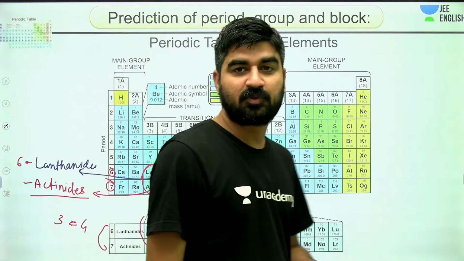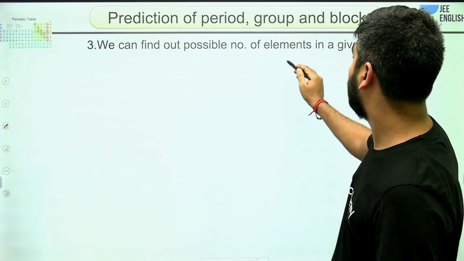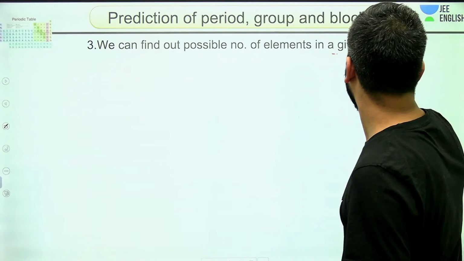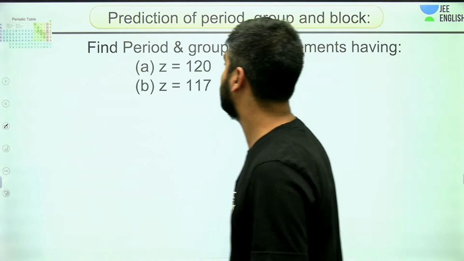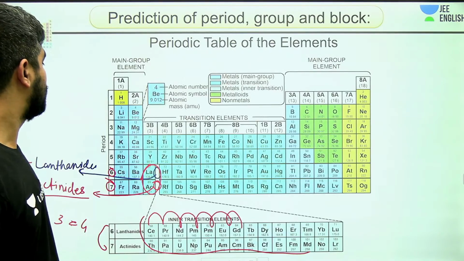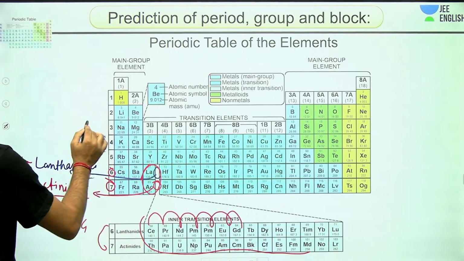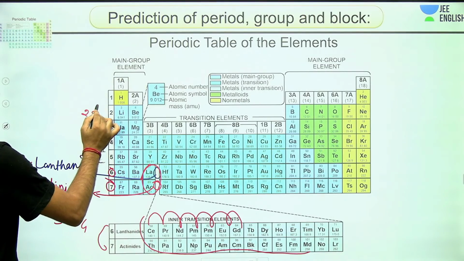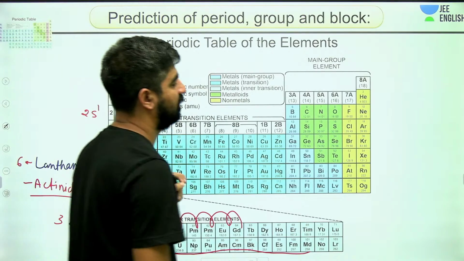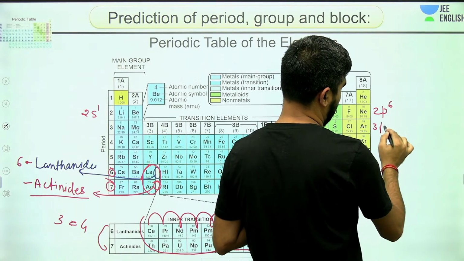So now let's move. We can find out the possible number of elements in a given period. How can we find that out? Can you tell me now? So guys, if you have observed, for every period, it starts with 2s and it ends with 2p, 3p.